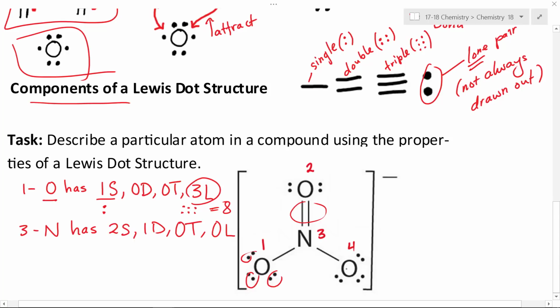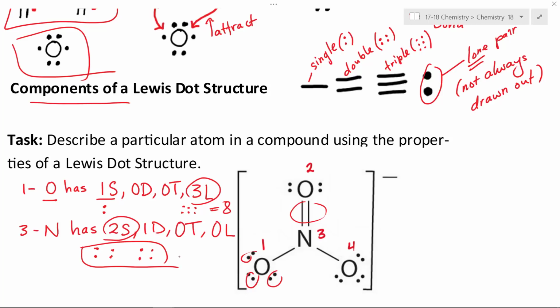Let's try nitrogen. Nitrogen has 2 single bonds. That tells you there are 4 electrons total. And it has 1 double bond. Remember, a double bond is 2 pairs of electrons. 1, 2, and there you go. We have 8 valence electrons. And that's how you describe an atom.